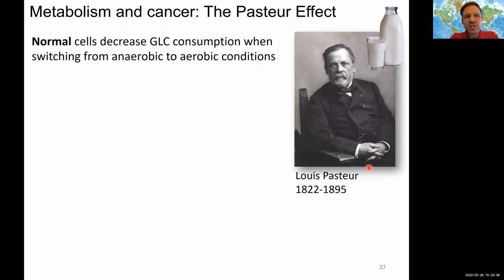And one of the observations that he made was that normal cells, so non-cancerous cells or healthy cells, decrease glucose consumption when they are switching from anaerobic to aerobic conditions. So when oxygen comes in. And this makes sense, right?